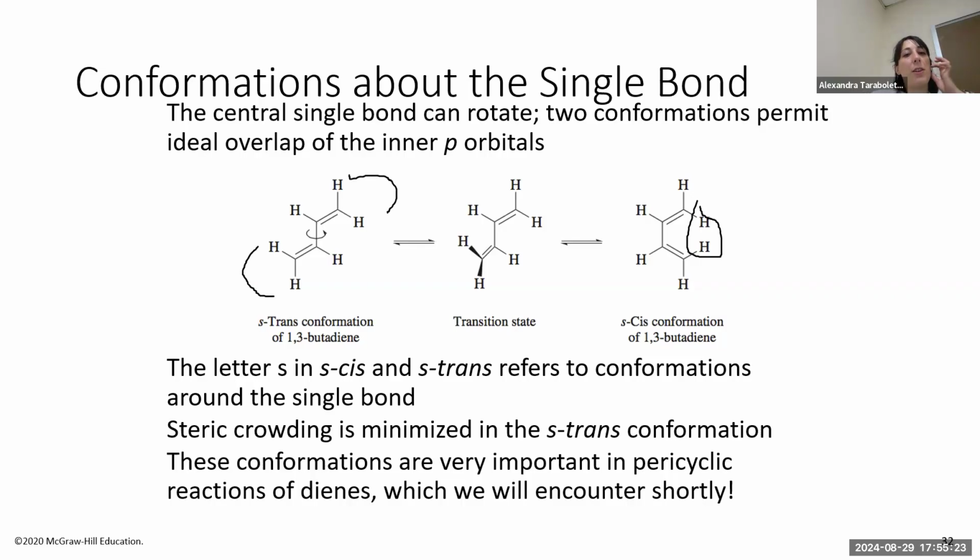So the S-trans configuration is more stable, and it's likely that in a normal configuration, they're going to be in this setting. But like I said, for some special reactions, the S-cis configuration is actually needed to get everything close together, although it's all sterically crowded, to complete the reaction.